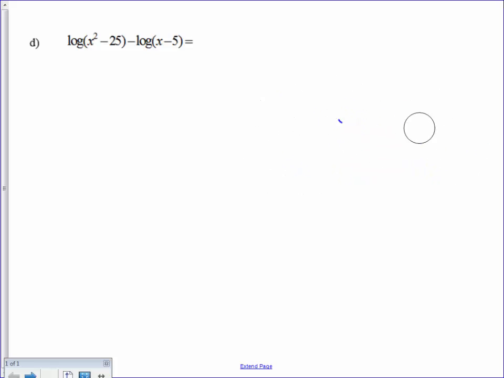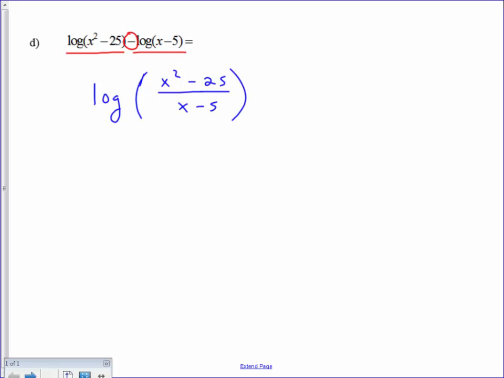Now, to be able to figure out what to do first, look and just go left to right. We have a log here, a log there, and we have a subtraction sign between those two logs. That means the first step is to use the quotient rule. Quotient rule says that you're going to take the two logs and rewrite them as a single log. You put the argument of the first in the numerator and then the argument of the second in the denominator.